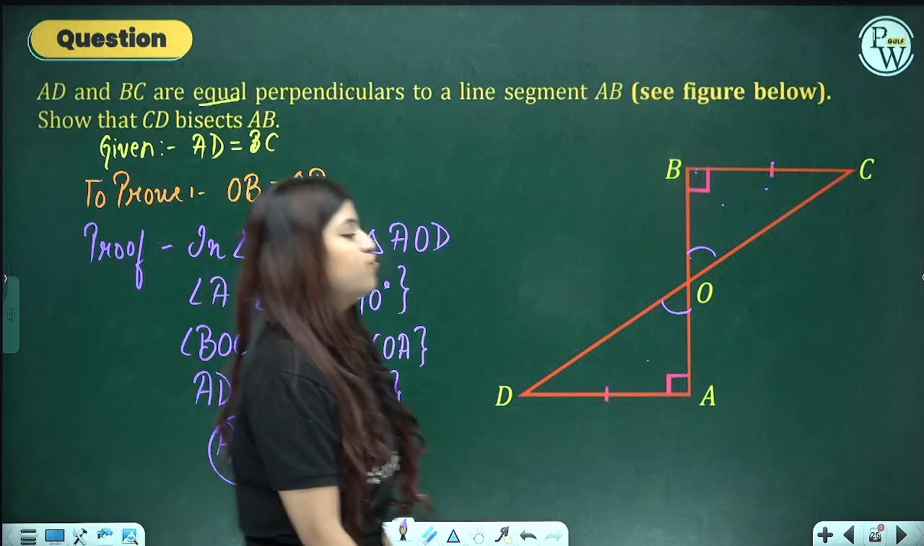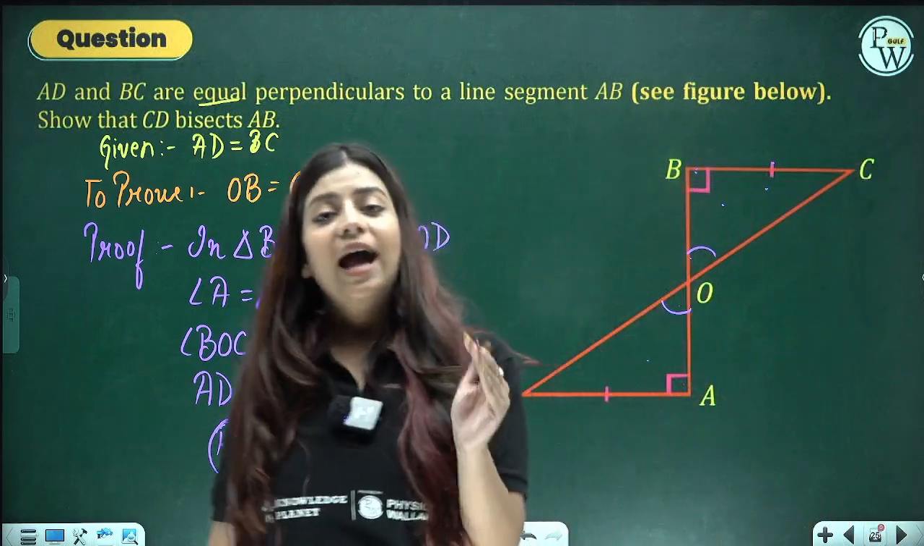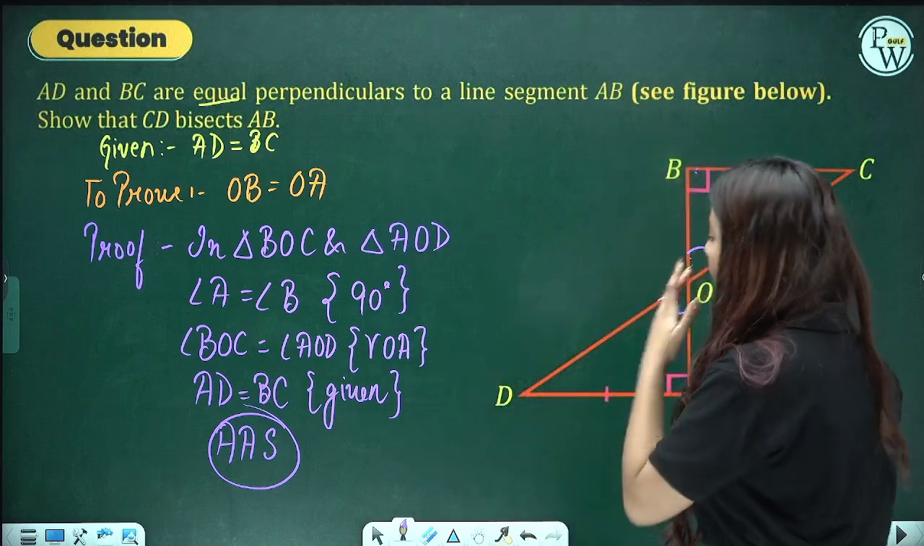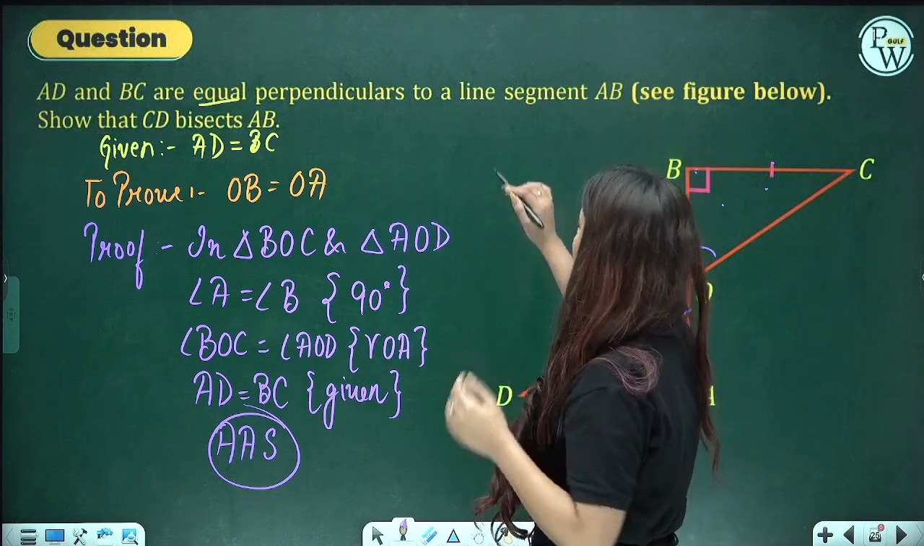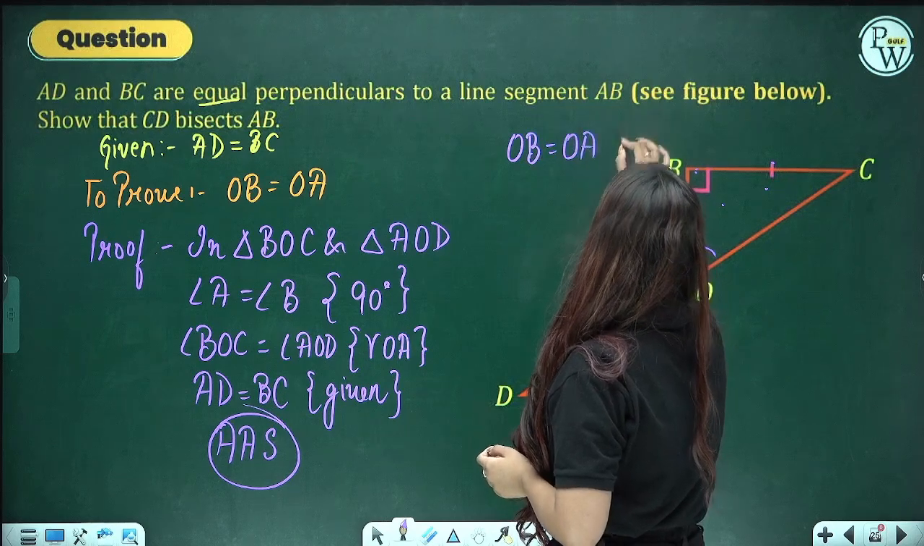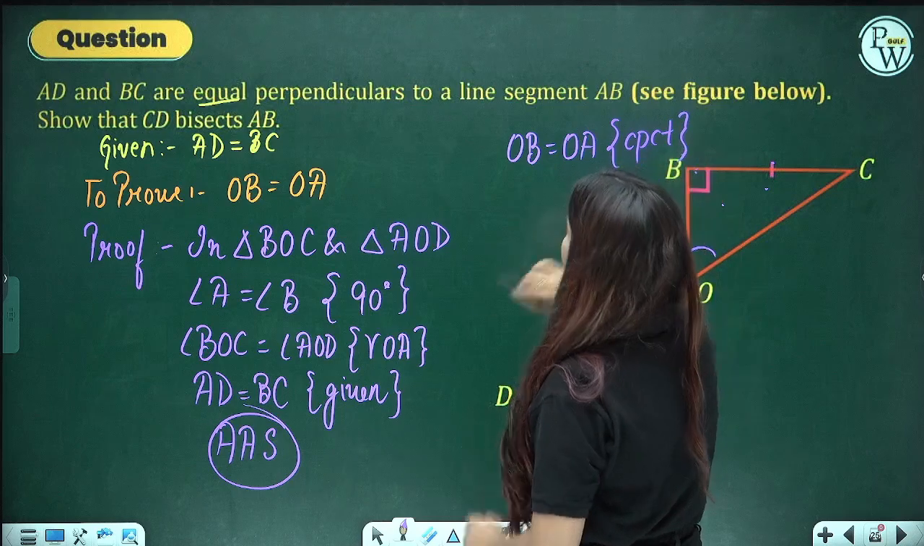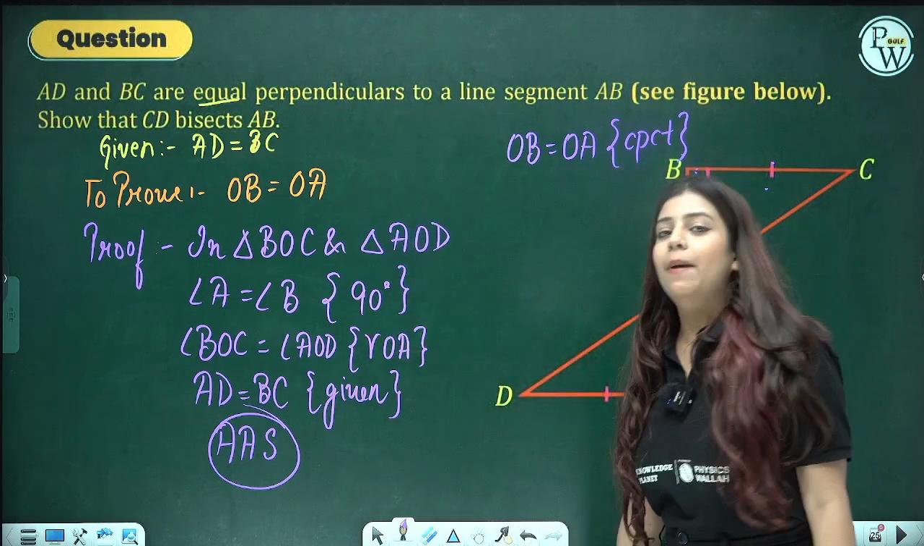So these two triangles will be congruent by AAS criteria, that is angle angle side criteria, and we can simply write down that OB is equal to OA by CPCT. If OA is equal to OB, then we can say that CD bisects AB.